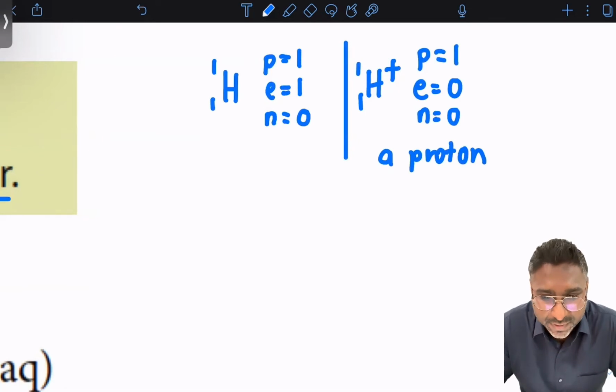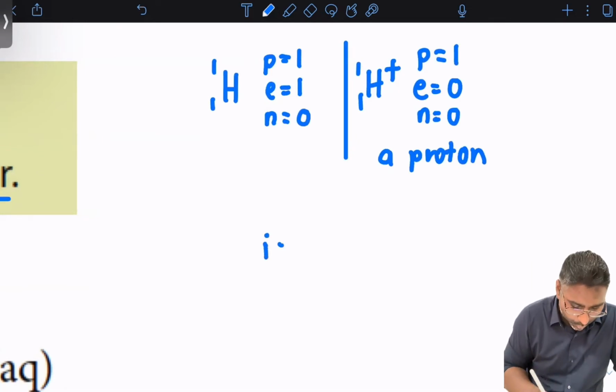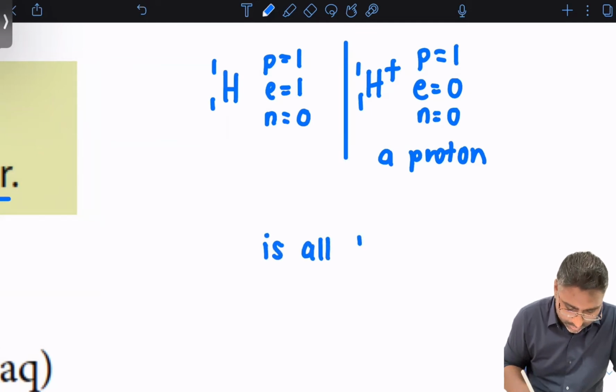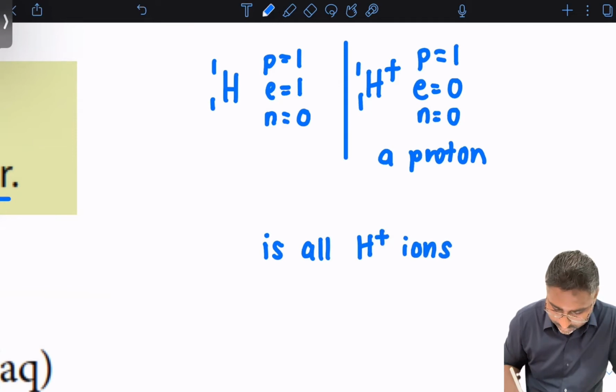Now, my question over here is: are all H+ ions protons? Russell?